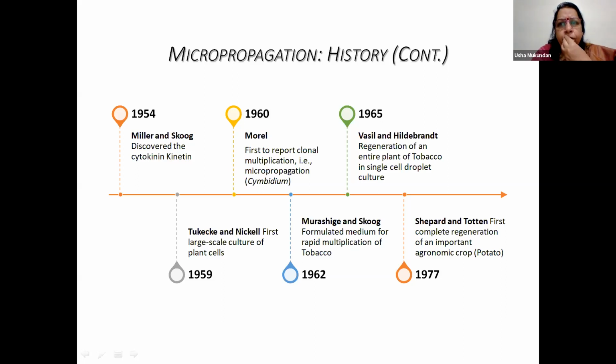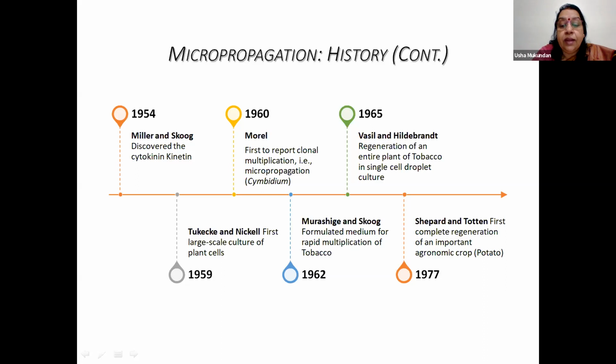Now, why do we give the credit to Murashige and Skoog? We talked about White's medium. We spoke about Nitsch's medium. Then we spoke about woody plant medium. But Murashige and Skoog are the main people who formulated a basal medium which can be very good for any plant system, and the others modified this basal system.